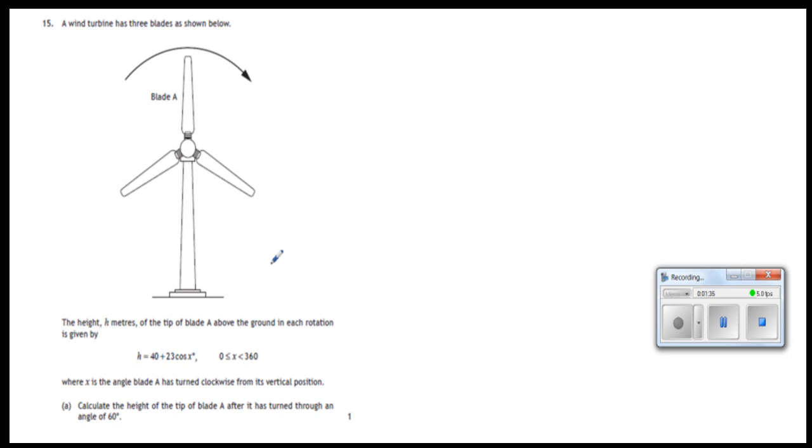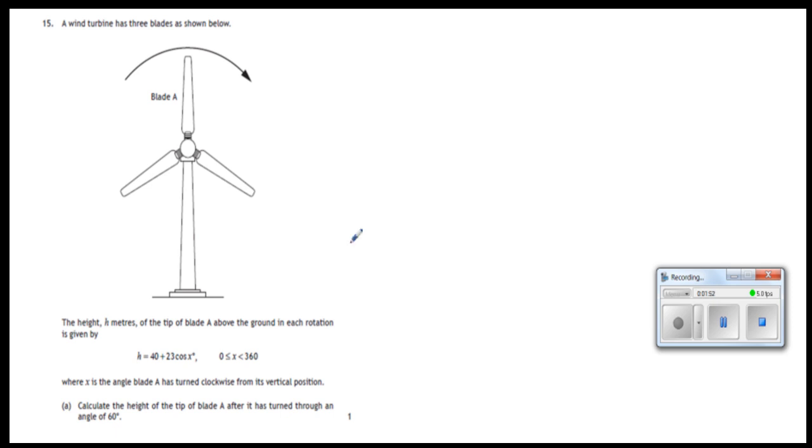This type of question looks difficult. All it's doing is applying your knowledge of trig equations and substituting into a formula. So although it looks difficult and although it looks as though it's something you might not have seen, all you do is you read the question and you do your substitution first and you take it from there.